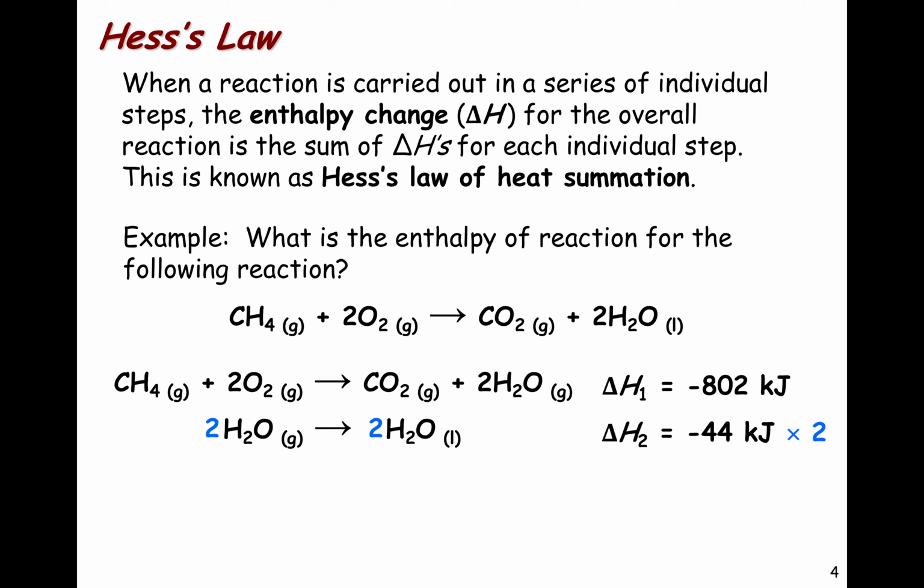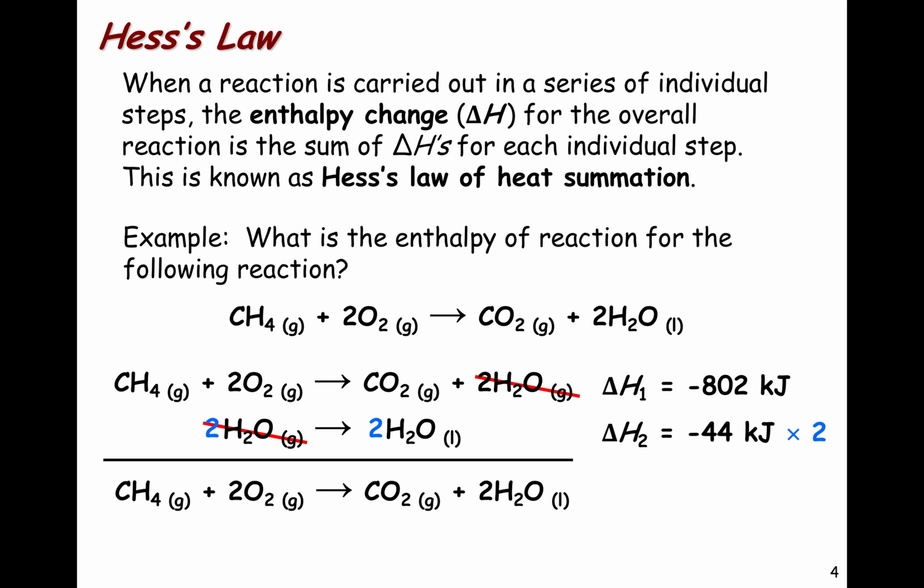If we then cancel the gaseous water molecules that appear on both sides of those reactions and add them together, leaving out the water in the gas phase, we come up with our desired overall reaction. And so therefore, if we add together our enthalpies, we come up with the overall delta H for this reaction of negative 890 kilojoules.